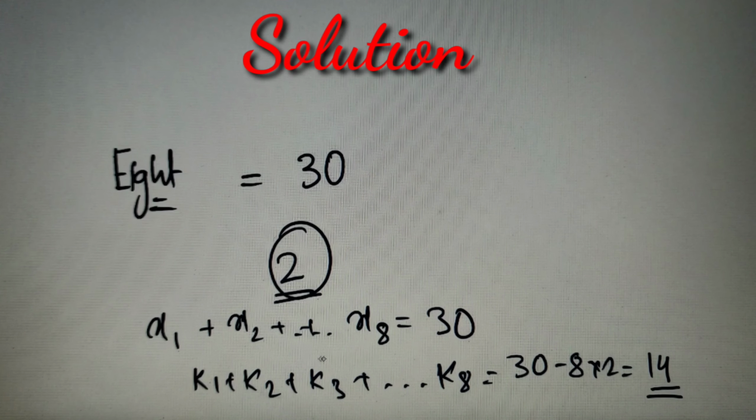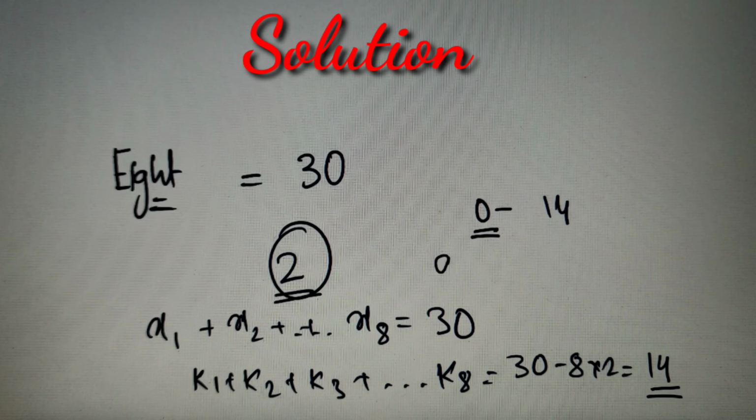Now we have to find the number of ways in which this can happen. Now the values of k1 can range from 0 to any value up to 14. So we have to take either the positive integral solution or the non-negative integral solution. But since the values can start from 0, we will take the non-negative integral solution.